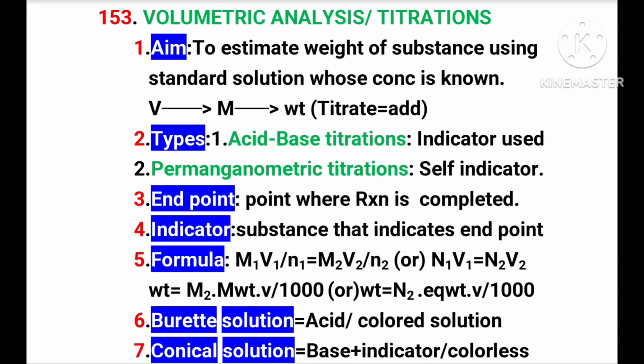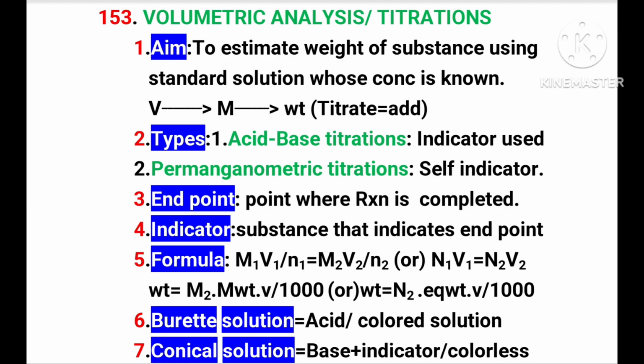Video number 153. This is a topic that is newly added to IIT and NEET. It is already there in practicals, that is practical chemistry. In this, number one is volumetric analysis, also known as titrations. Number one, aim: to estimate the weight of a substance using a standard solution whose concentration is known. A standard solution is one whose concentration is known.